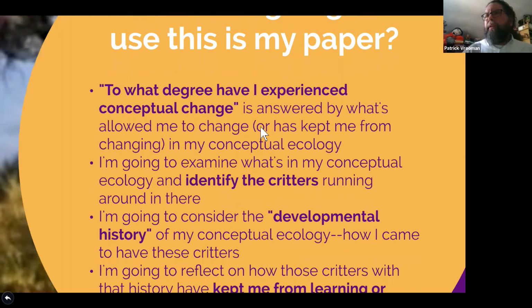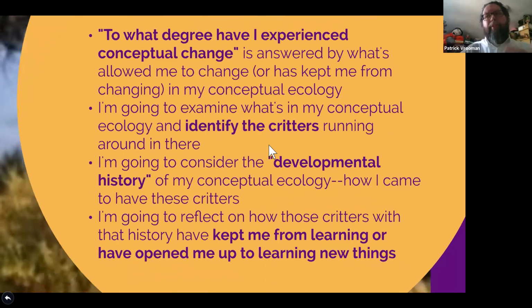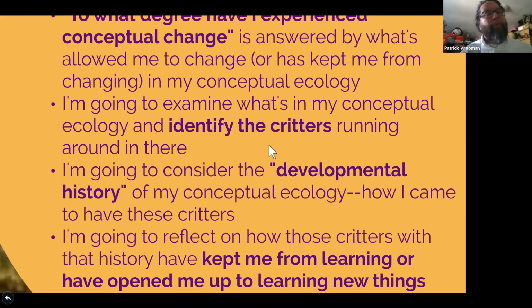Another thing, what we're going to ask you to do is identify those critters in your paper. Now, you could write the paper in a variety of different ways. You don't have to write about critters, but it's a big piece, and it's a nice, easy tool to use, but you don't have to use them. But one way to write the paper is to talk about those critters that are going on inside of you that have either helped you accommodate or change a concept, or refuse to.